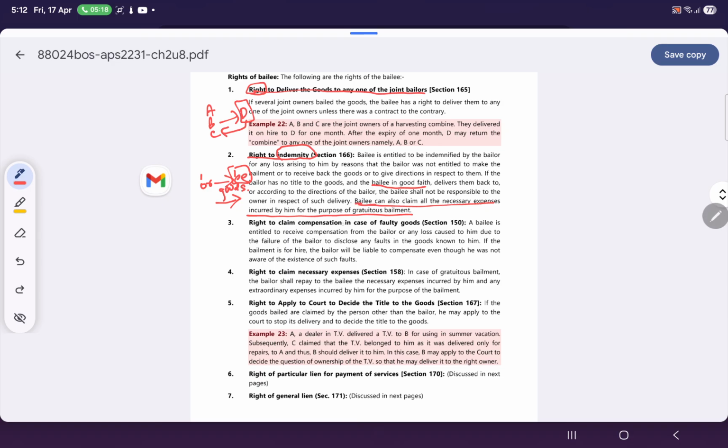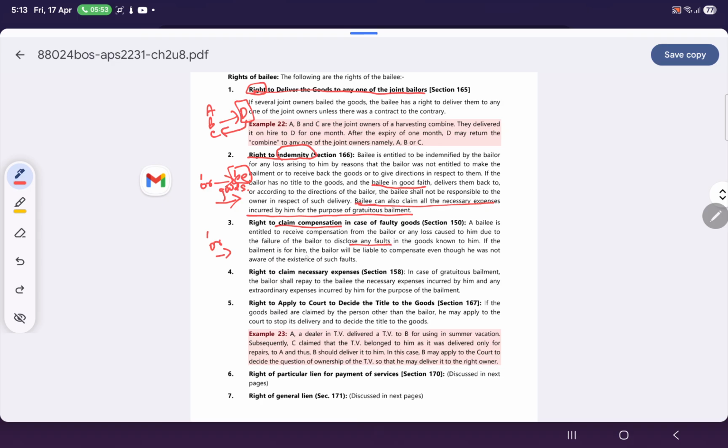Next, right to claim compensation in case of faulty goods. If the bailor gives faulty goods to the bailee, the bailor's duty is what? To make known the facts that the good is faulty or dangerous. If the bailor doesn't tell the known facts, the bailee is at risk by using those goods. Then the bailee can claim compensation. A bailee is entitled to receive compensation from the bailor for any loss caused to him due to failure of the bailor to disclose any facts in the goods known to him.